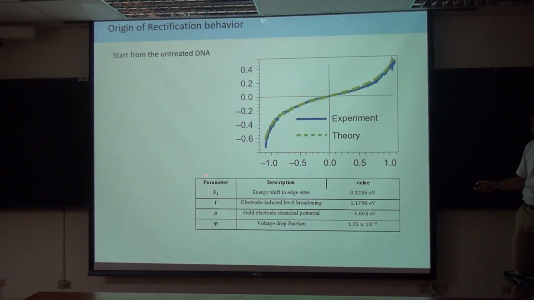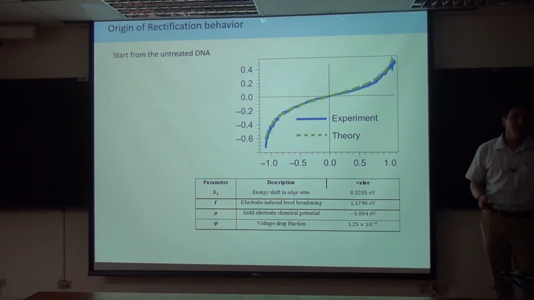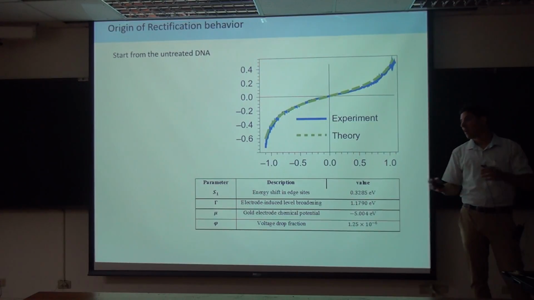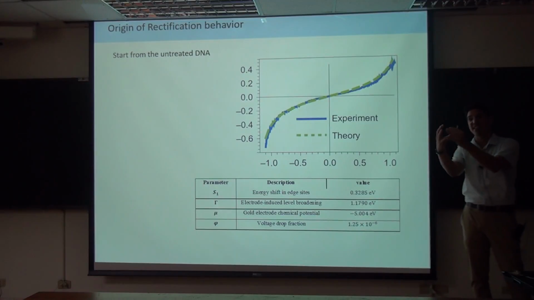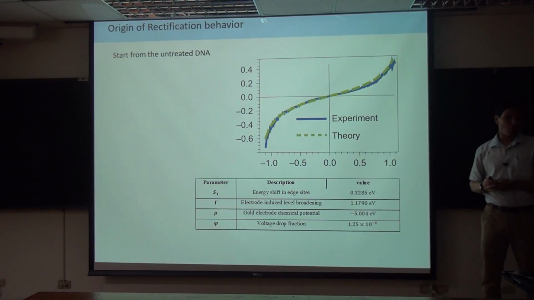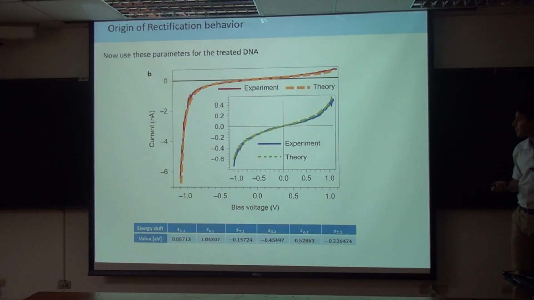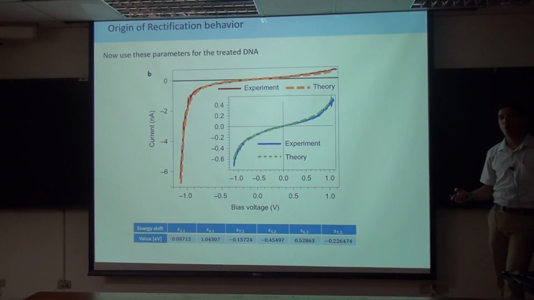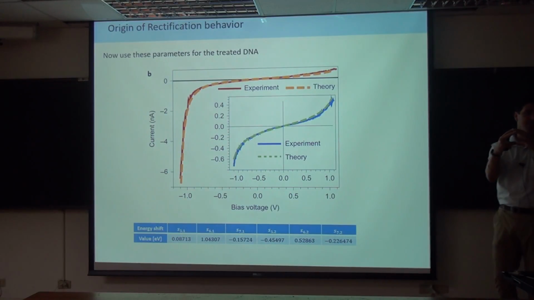Now, once we have these parameters, you see the fit is essentially perfect. These parameters should not change when you treat DNA, because all you're doing is changing things at the center of the DNA. Nothing is changing at the sides. So with these parameters, we can change only the things that happen on the inside.